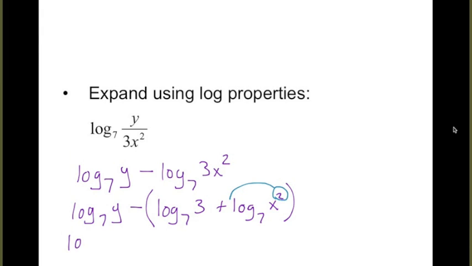So my log base 7 of y is all good. I'm going to distribute this minus, so I'm going to have minus log base 7 of 3 and minus, drop the 2 down, log base 7 of x.